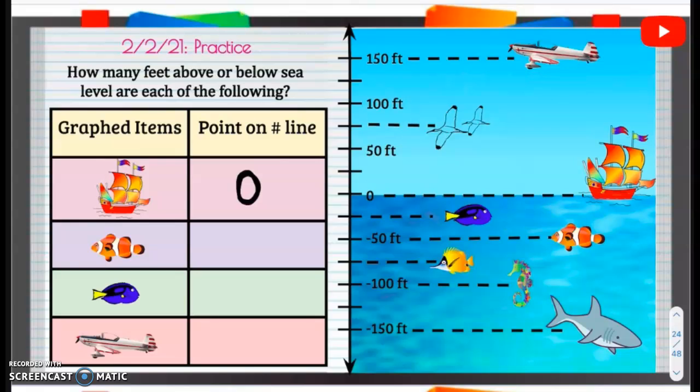The fish, Nemo fish. So we're going to have Nemo here. Nemo is at, ooh, look at that, negative 50 feet. So Nemo's at negative 50 feet. You can put feet if you want, or you don't have to.